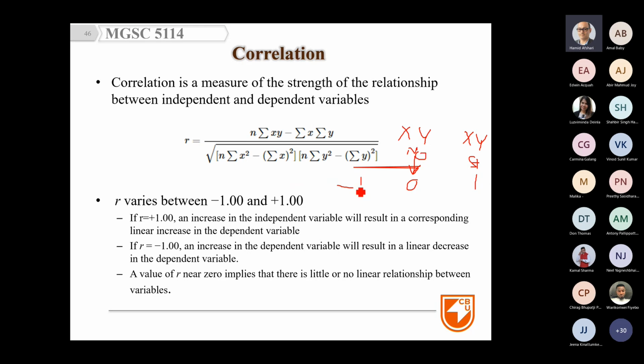And if it is minus 1, what does it mean? There is a reverse, opposite relationship. Exactly. So by increasing the number of students on campus, the amount of food will be reduced, which doesn't make sense in this case. But by increasing the inflation rate, the amount of products purchased by people will be reduced. Okay, so that's another example.